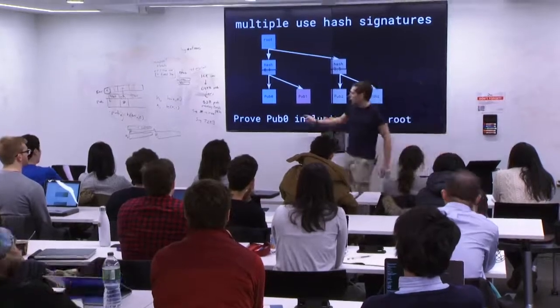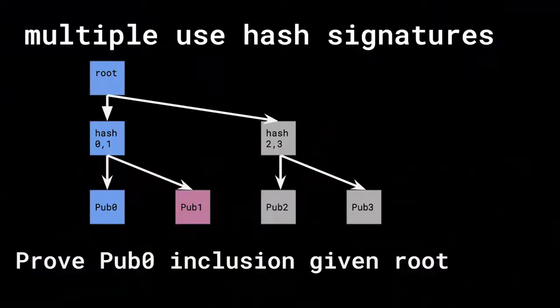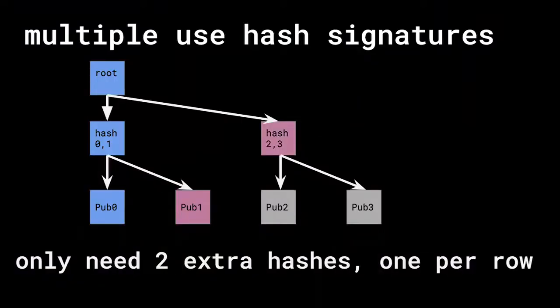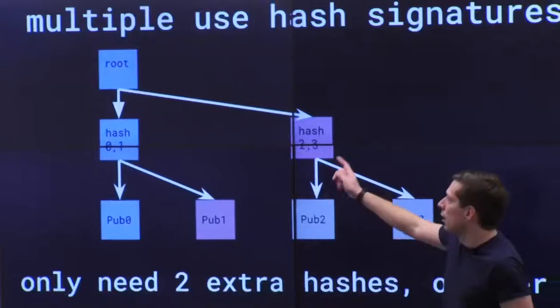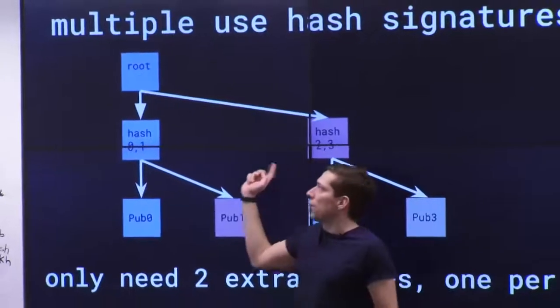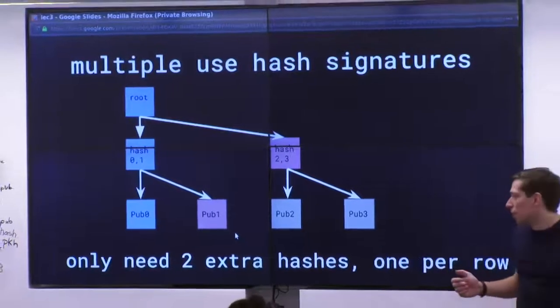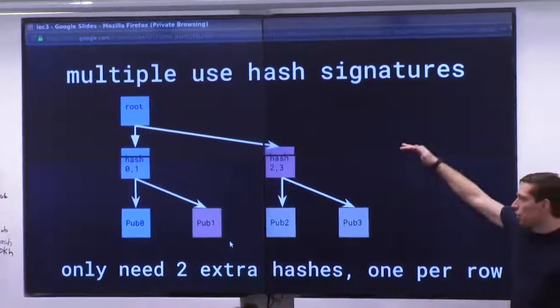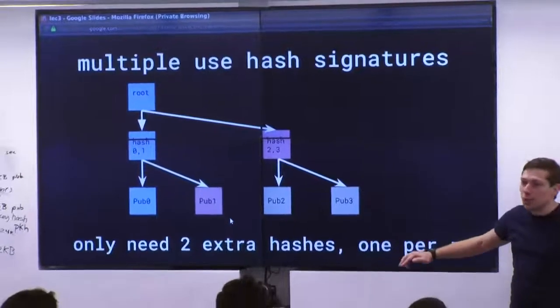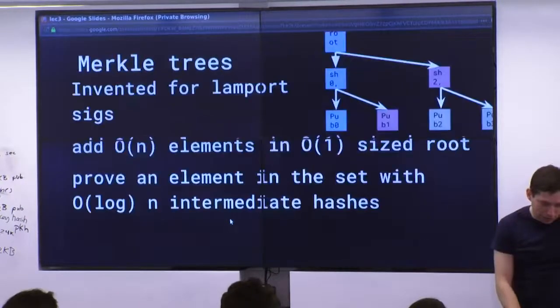That allows the verifier to compute this. And then the prover says, hey, here's hash 23, which allows the verifier to compute the root and then check that it's equal. So you only need 2 extra hashes instead of all 4. So save some space. It doesn't save that much space when you only have 4. It saves a lot of space when you have 1,000, right?